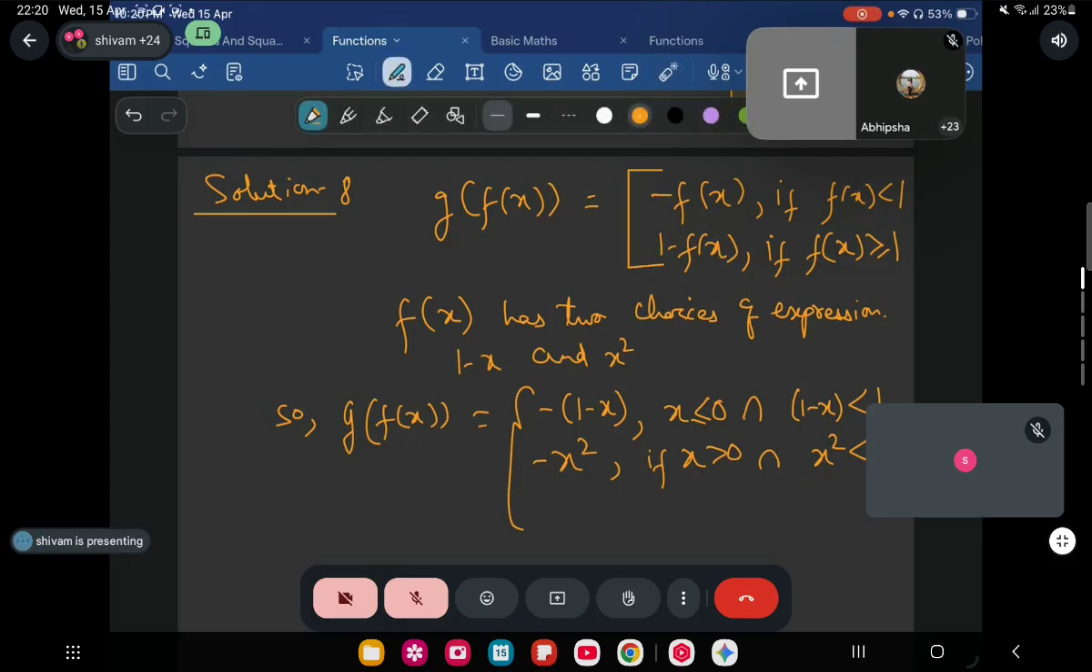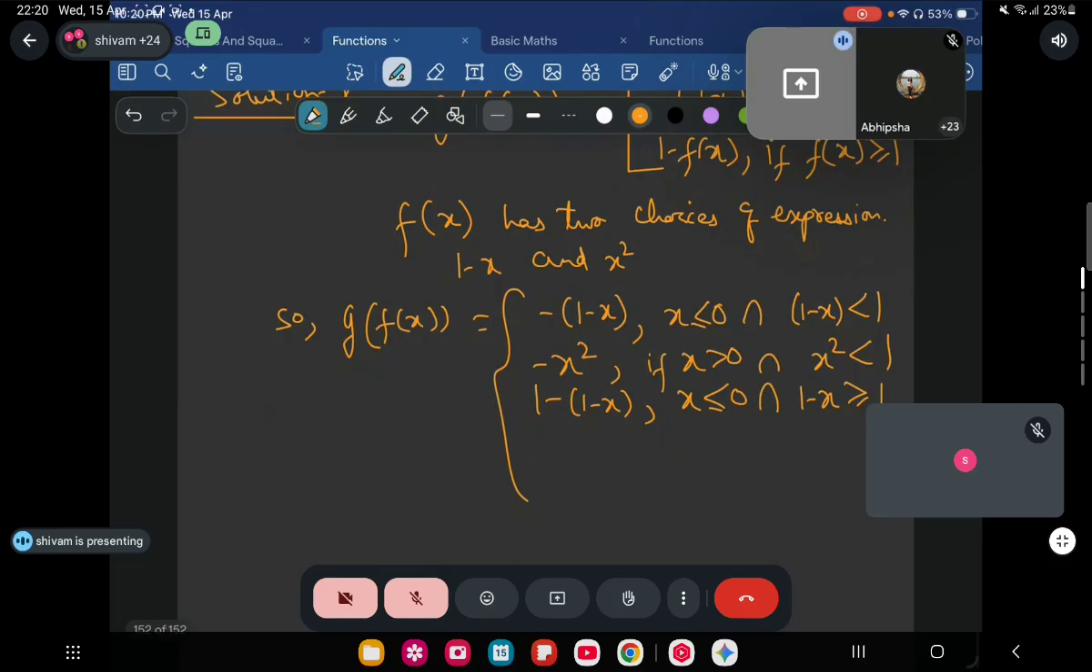Now I'm going to use 1 minus x in the second branch of g of x. So it will be 1 minus of 1 minus x when x is less than or equal to 0, intersection f of x should be greater than or equal to 1. So 1 minus x must be greater than or equal to 1. Tell me, are you getting it, Aisha? Yes, sir. Next, lastly, it will be 1 minus x square.